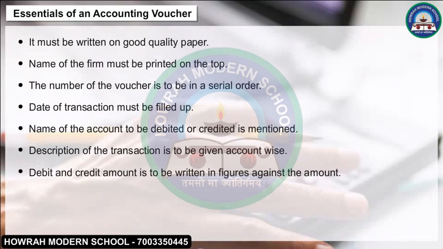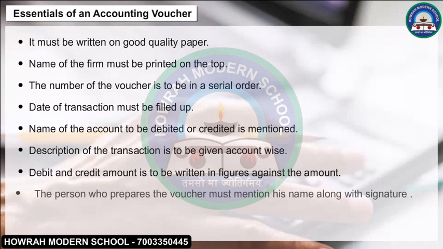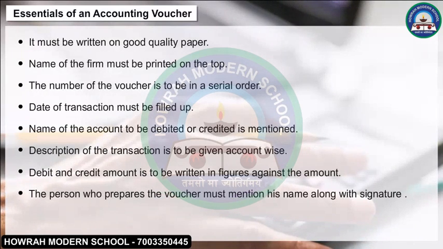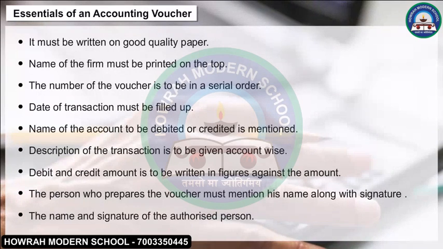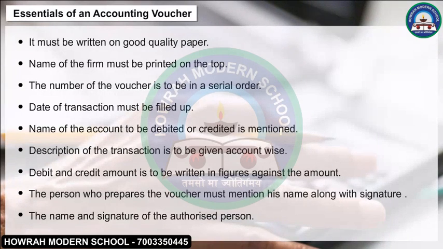Debit and credit amount is to be written in figures against the amount. The person who prepares the voucher must mention his name along with signature. The name and signature of the authorized person are mentioned on the voucher.